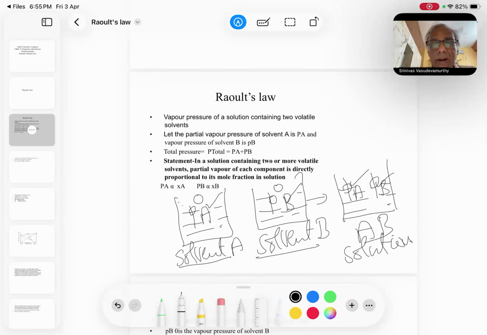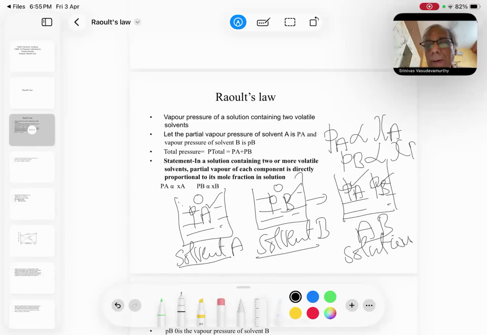It is found that PA, the partial vapor pressure of A in the solution AB, is proportional to the mole fraction of A. PB is proportional to the mole fraction of B. This is the determination. PA is proportional to mole fraction of A, PB is proportional to mole fraction of B in the solution here.